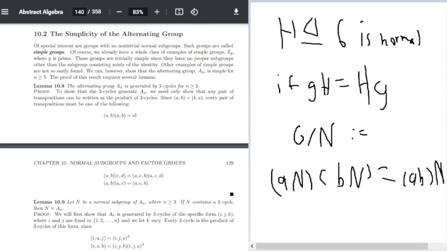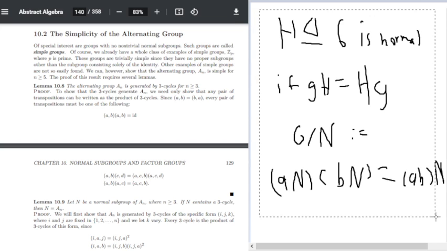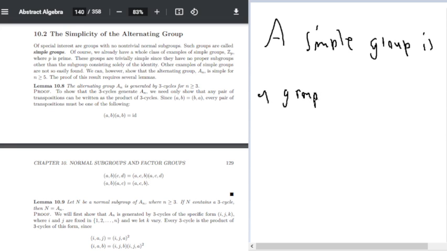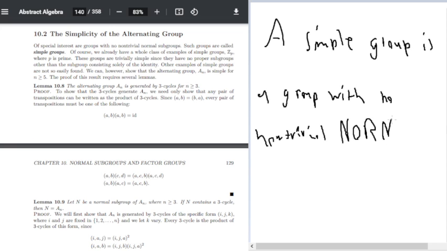10.2. The simplicity of the alternating groups. Of special interest are groups with no non-trivial normal subgroups. Such groups are called simple groups. I'll just quickly write that as a definition. A simple group is a group with no non-trivial normal subgroups. The normality condition is extremely important in this.